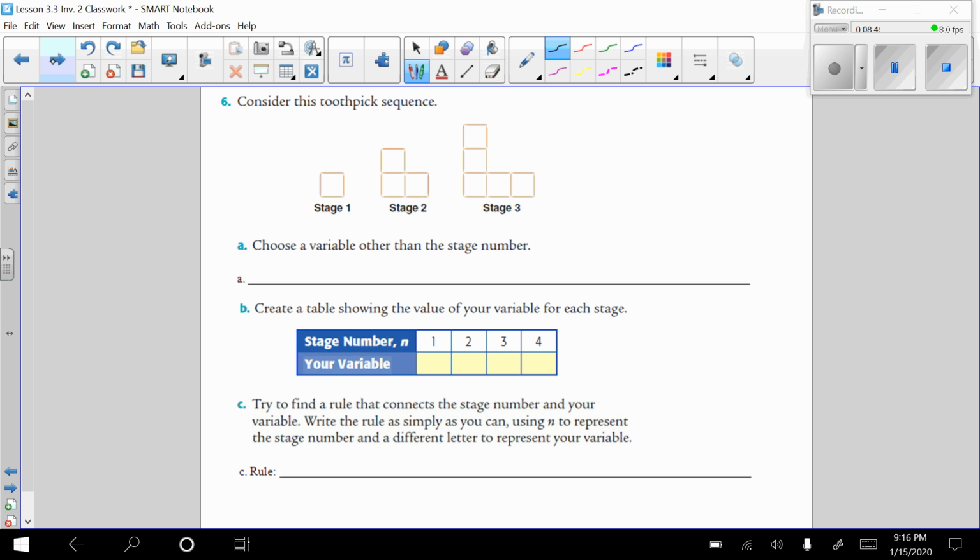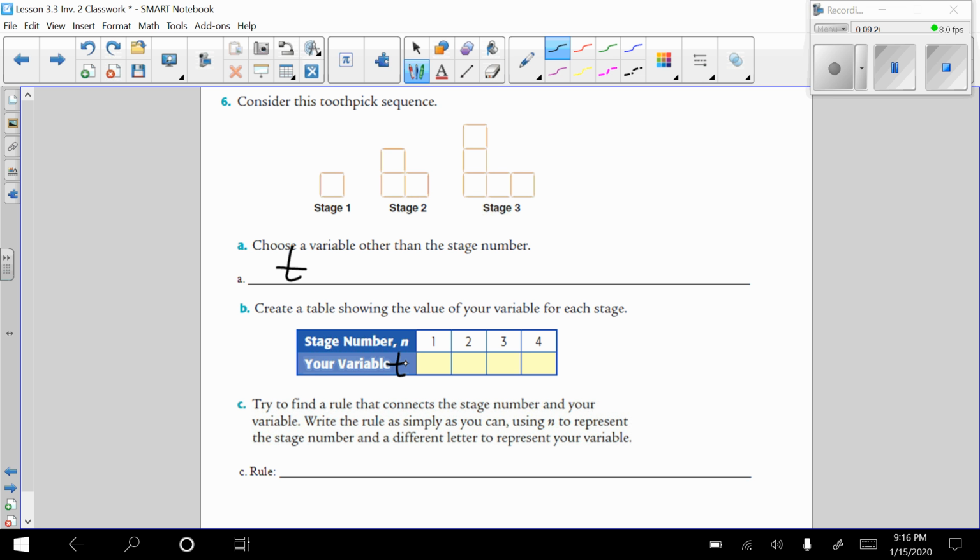So consider this toothpick sequence. Here we have to choose a variable other than the stage number. I can choose any variable that I would like. Let's say I'm going to choose T. That's going to be my variable. Now create a table showing the values of your variable for each stage. My variable is T. To find a rule, we've got to complete that table first. So what's my T going to represent? Well, I'm going to say that my T is going to represent the total number of, let's say, horizontal lines.